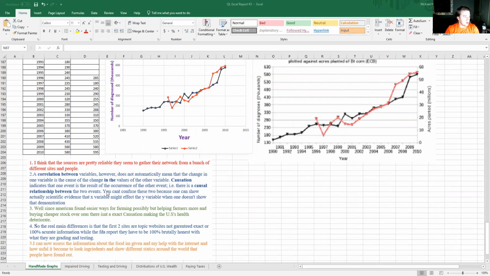Question number 1, discuss whether the sources are reliable. I think the sources are actually pretty reliable. They seem to have gathered their information from a bunch of different sites and people. So I went onto the websites that I got these graphs from, and I was seeing a bunch of resources where they pulled them from different sites where they got their exact information, and they actually seem pretty credible from where they got them. A couple of them were from some government official websites of farming and plant growth.